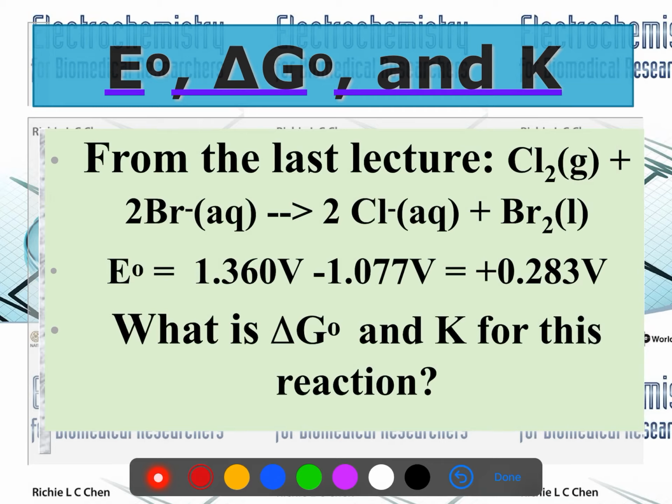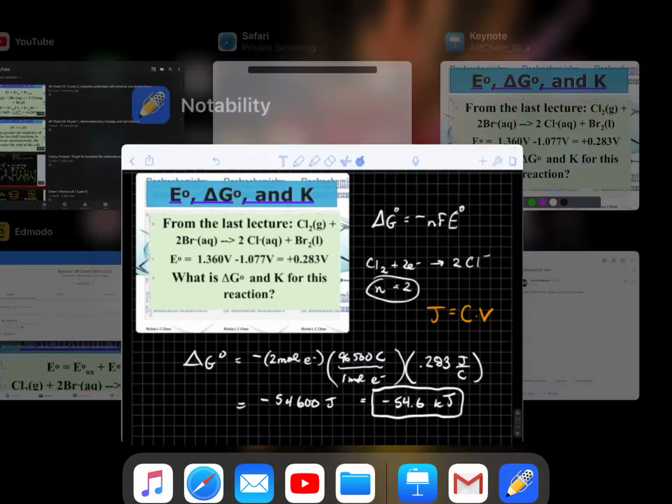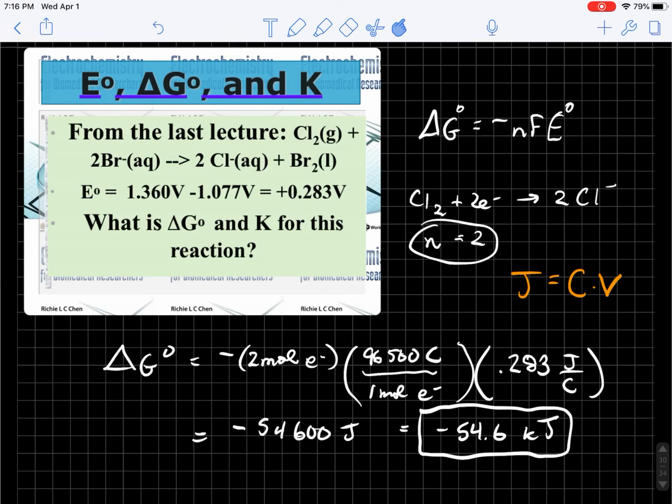All right, so from our last problem, we were looking at the single displacement reaction between chlorine and bromide, and we said that the voltage for that was positive 0.283 volts. So this would be the second part of this problem. What is delta G naught and what is K for the reaction? Glad they asked.